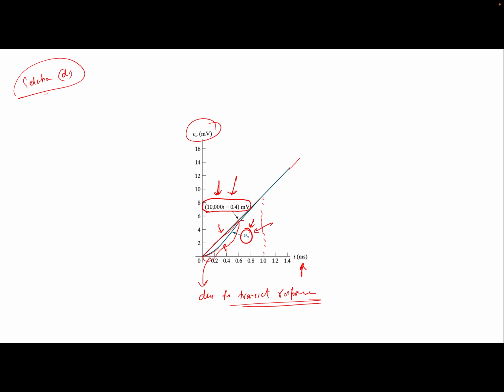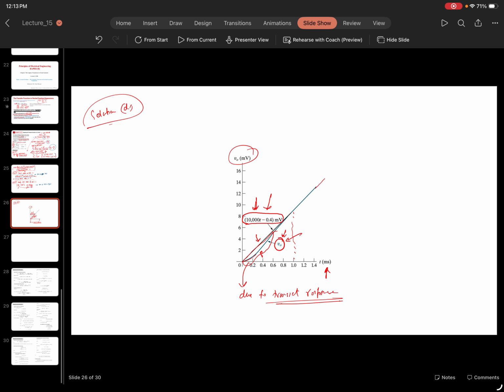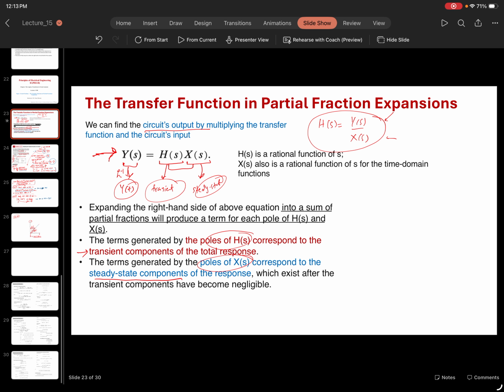That's the final comment on this topic. In today's lecture, as a one minute summary of this last part, we talked about how you can get the circuit's output by multiplying the transfer function with the input. And the poles of the transfer function give the transient response, and the poles of the input give the steady state response. We also did a circuit problem to do it. So this is the end of the lecture.